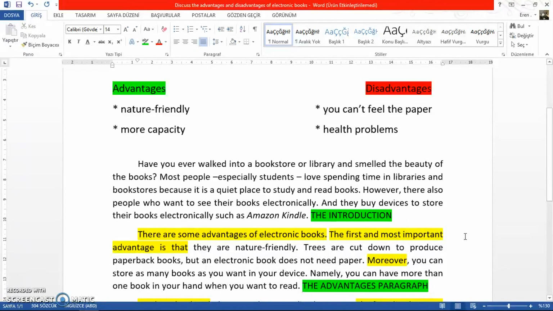Justification means actually giving examples, explaining your advantage. And I explained it here, right here, as you see. Trees are cut down to produce paperback books, but an electronic book does not need paper. I think one sentence is enough for justification.